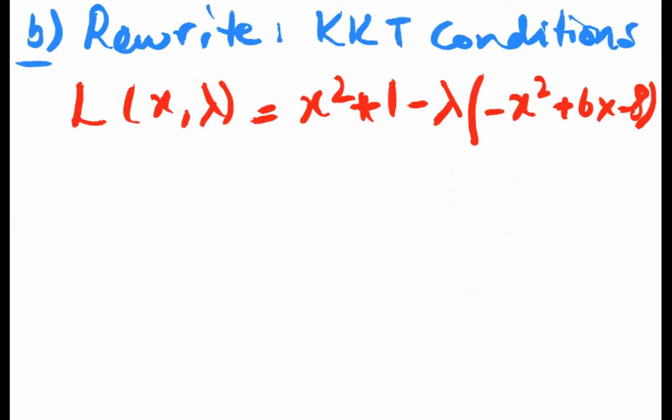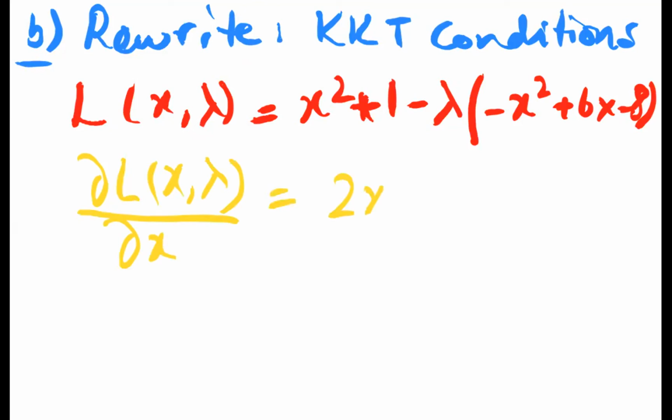So now we write the KKT conditions. From the lecture notes we already know them. I'm just going to assume that this is pretty straightforward for you guys, because we simply take the derivative with respect to x, and we have, okay, I'm just writing down 2x plus 2 lambda x minus 6 lambda.